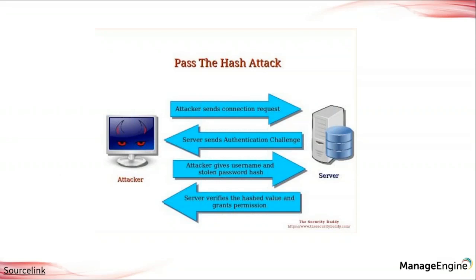Now, the domain controller decrypts the encrypted challenge using the hash stored in the ntds.dit file, right? And once the domain controller decrypts the challenge, it assumes that the attacker who is requesting access to the file server to be the victim user, right? And it gives access to the attacker thinking the victim user is actually requesting access, right? This is an example of how hashes can be exploited.